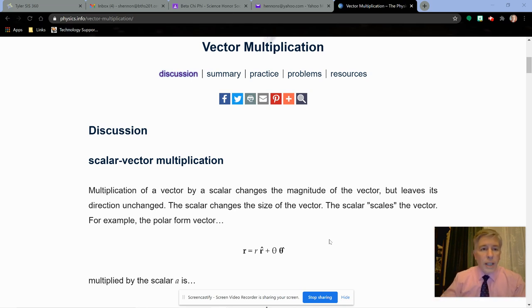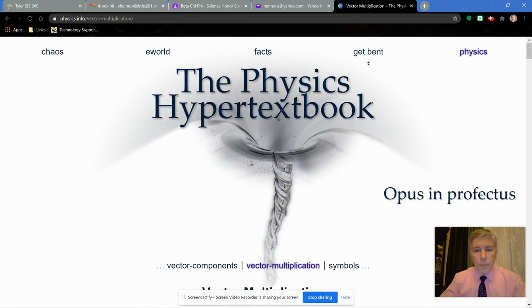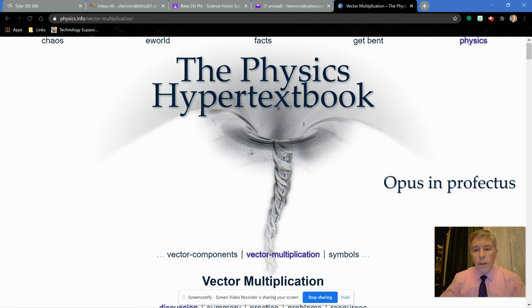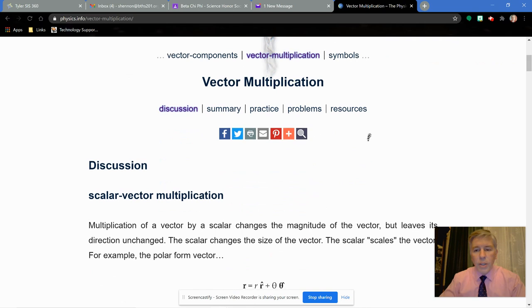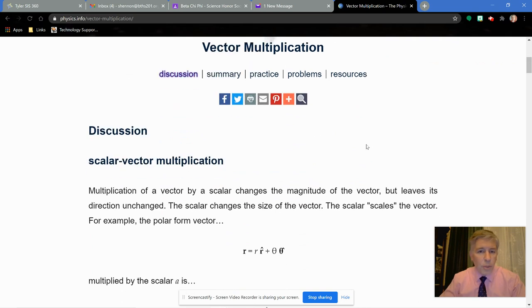I'm actually using a particular website, and it's kind of a neat one. It's called the Physics Hyper Textbook. So it's basically an online textbook of a variety of physics concepts. So if you're looking for another resource for that, you can go to physics.info, vector multiplication up here, or just physics.info. That'll work. Or just do a Google search for Physics Hyper Textbook. And the reason why I'm picking this one is I found that it had some pretty good stuff.